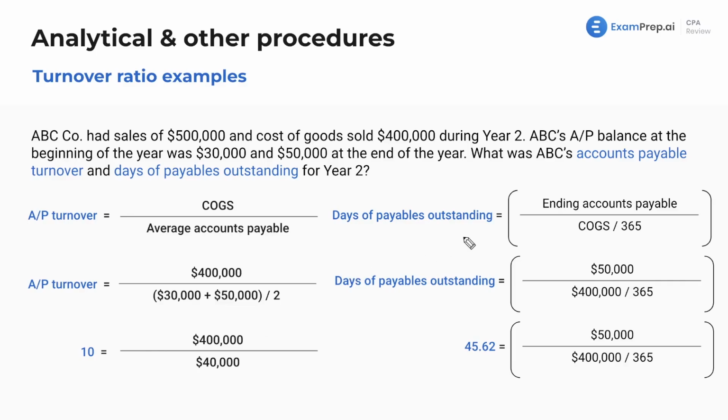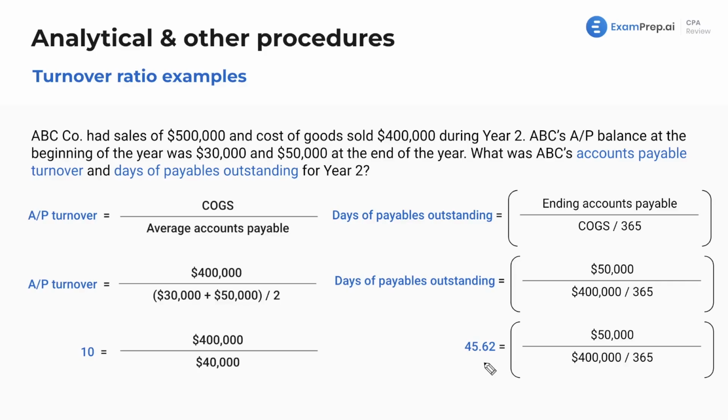Now, for the days of payables outstanding, that formula is ending accounts payable divided by cost of goods sold, divided by 365. Assume it's 365, but the question will actually tell you if it's going to be 360 or 365. They're not going to do anything funky. Now, what is our ending? It is going to be 50,000, as mentioned, divided by cost of goods sold, which is 400,000, divided by 365. That's going to get us to a final answer of 45.62, which means it takes us 45.62 days to pay our bills.